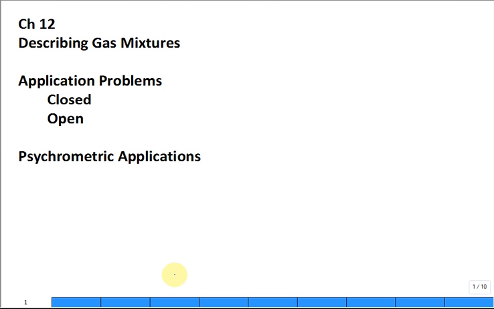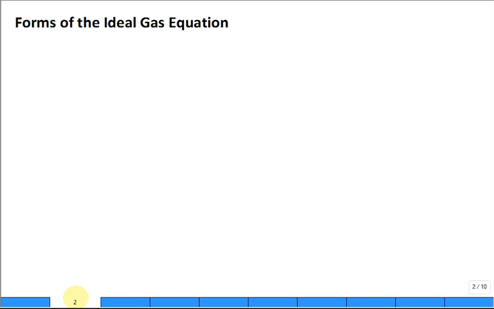Study of moist air. So we're going to talk about ideal gas mixtures. We can then solve some open system, closed system problems where you have a gas mixture instead of a single component fluid. And then the study of moist air and psychrometrics. So the forms of the ideal gas equation.